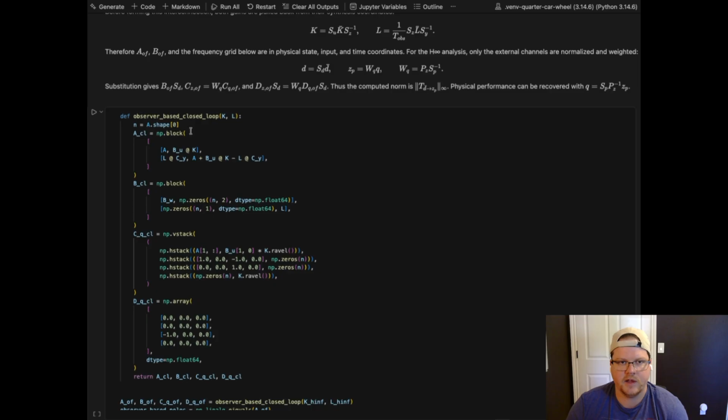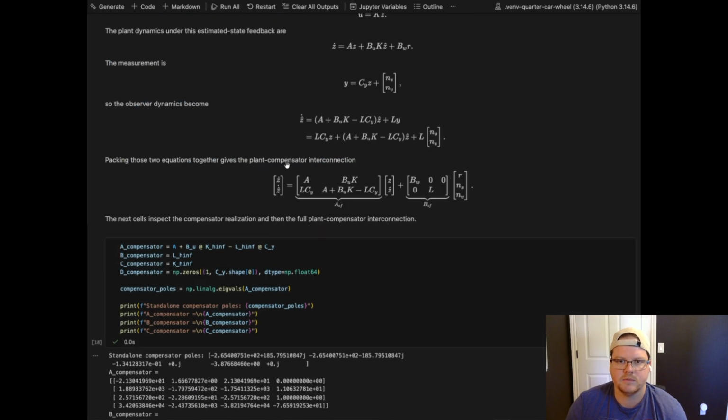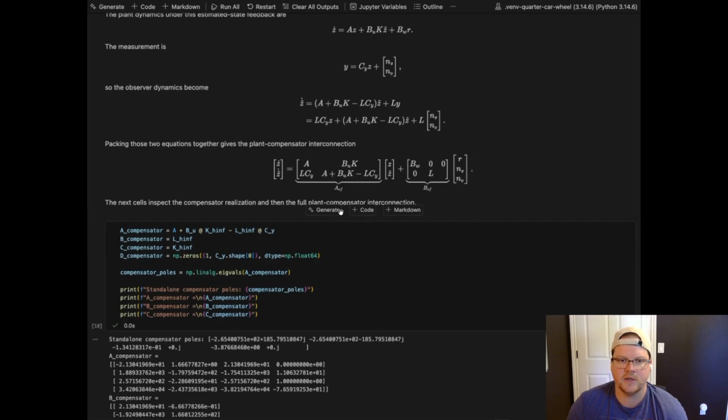This is setting up now the observer-based closed loop system. So we have A closed loop, B, C, and D, and that is going to be what was here. So I skipped ahead a little bit. That's what this is.